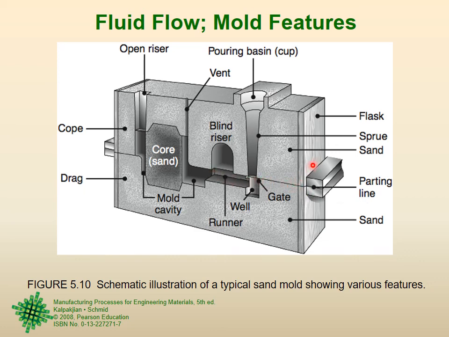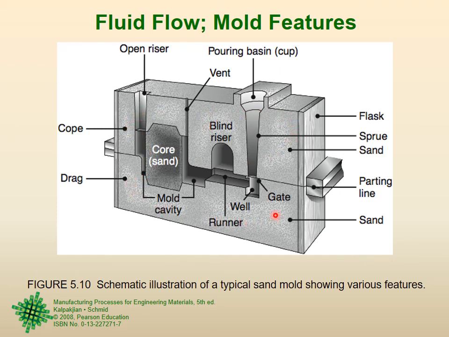Of course, this line is a surface. Right now you are seeing it as a line, but this goes all the way through the thickness, through the width. So this is actually a surface, right? So there is a parting surface. Above it is the upper part of the mold. Below it is the lower part of the mold. That upper part of the mold is called cope, C-O-P-E. All this is the cope part of the sand mold.